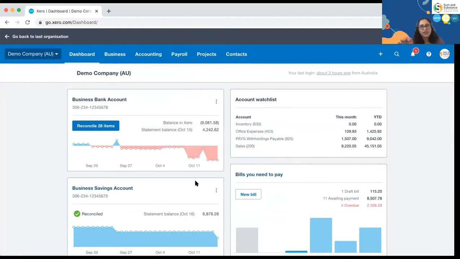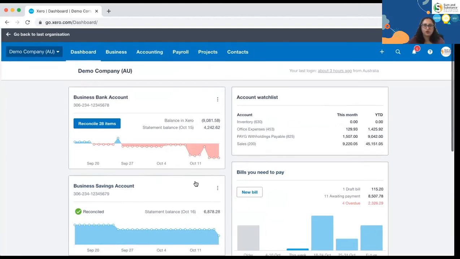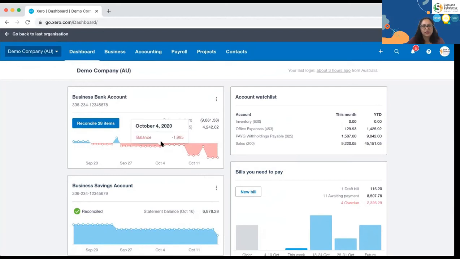A bookkeeper's need would be different as compared to a business owner's need. A tax accountant's need for the dashboard would be different to a bookkeeper's need. So just do what is right for you, right? What are the things that you need to see? When you look at the dashboard in Xero, it gives you so much information.